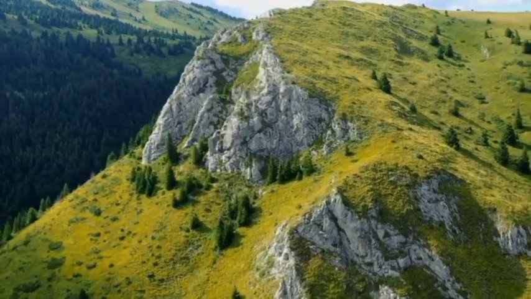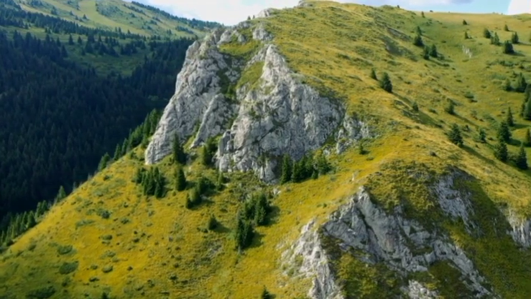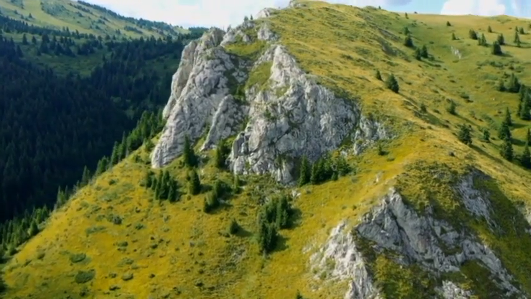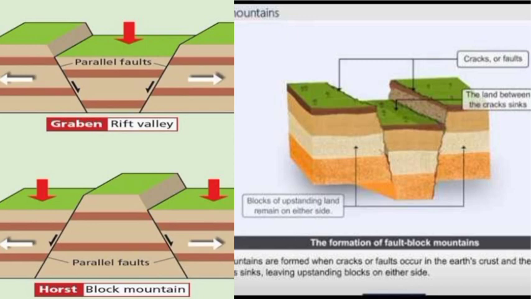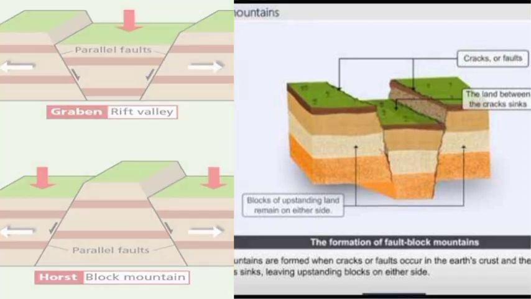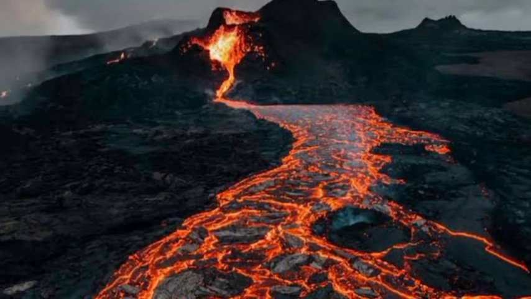Block mountains are formed when the earth cracks due to faulting. Faulting may result from tensional forces or compressional forces. Tensional forces are those that tend to pull the earth's crust apart and they result in a normal fault, while compressional forces are those that shorten the crust to produce the thrust fault.